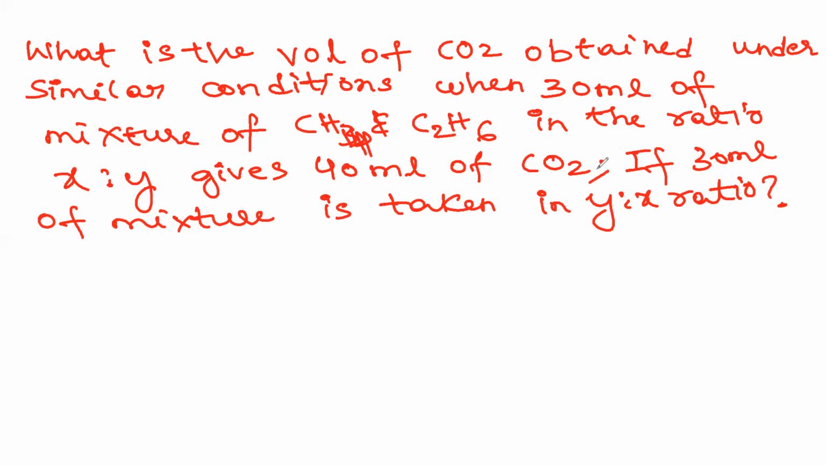Now here you see. In the first instance, when 30 ml of a mixture of methane and ethane in the ratio of X is to Y gives 40 ml of carbon dioxide. Now they're asking, if 30 ml of the mixture is taken in the Y/X ratio, that is ethane and methane, what is the volume of carbon dioxide obtained?